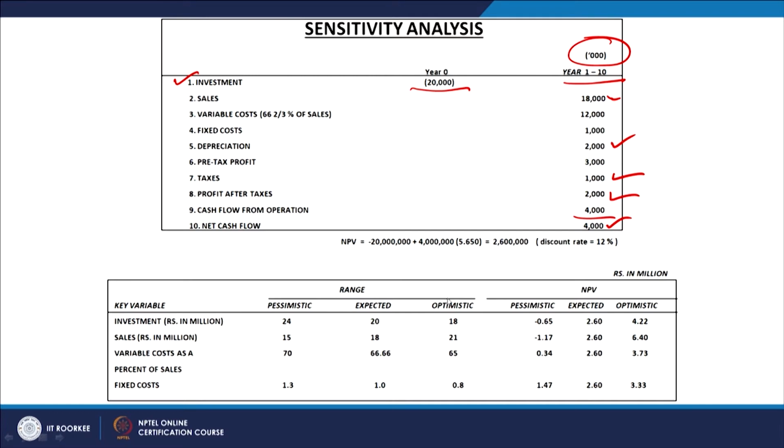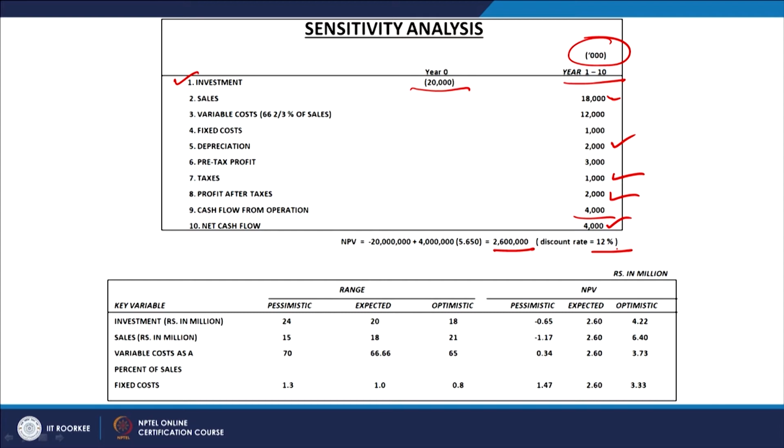So, this is the result of the most likely estimates, that yes, if everything goes well, then our anticipated things will happen like that, and we are going to have a positive NPV of this amount of 26 lakhs. So, it means it is a positive proposition, it is a good investment proposal, and our cost of capital we are applying here is 12%.